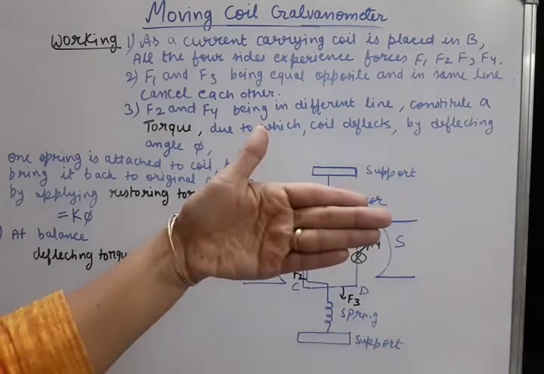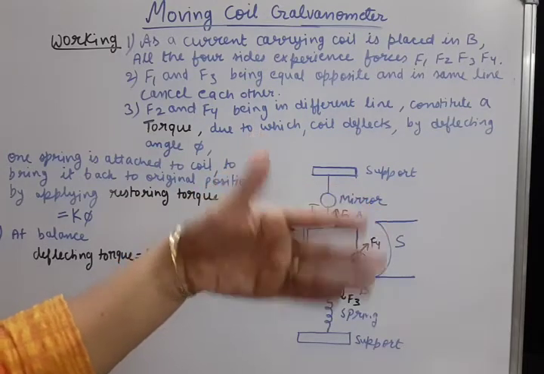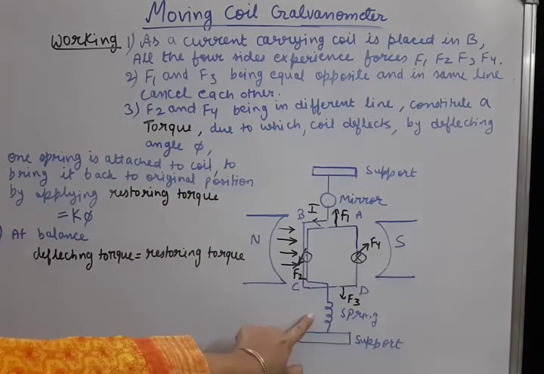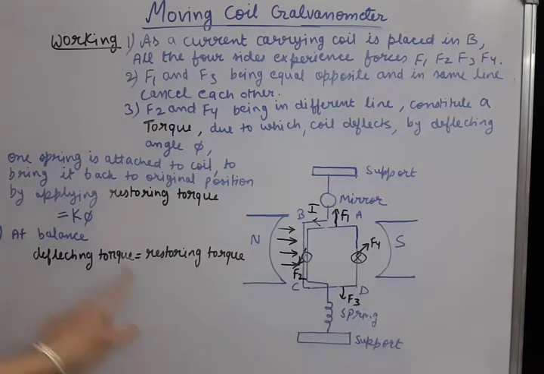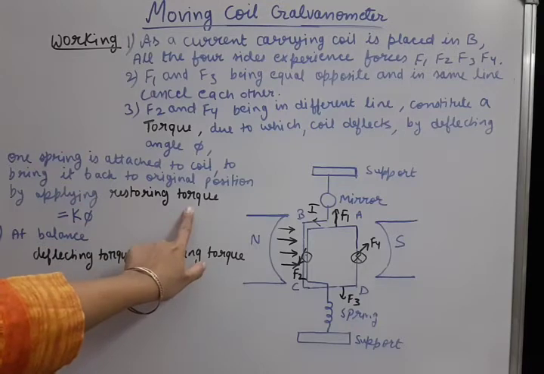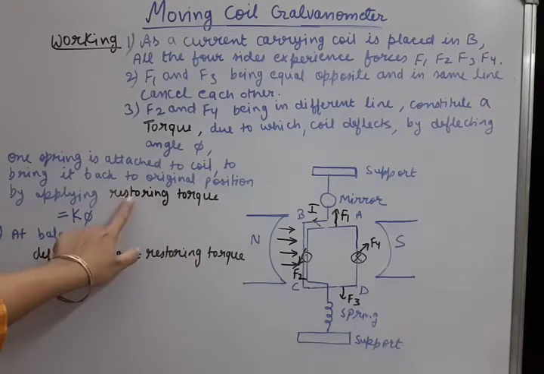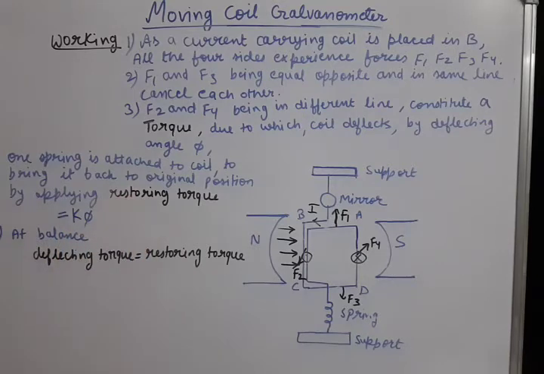So the coil will be brought back to its original position by this spring. Now how will this spring bring it back? The spring will apply a restoring torque. Kφ is the formula of restoring torque. Now I'll take the help of the restoring force formula in linear motion. We have discussed in 11th Hooke's law of elasticity.